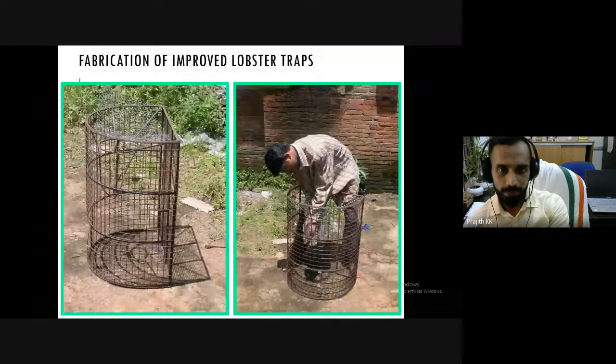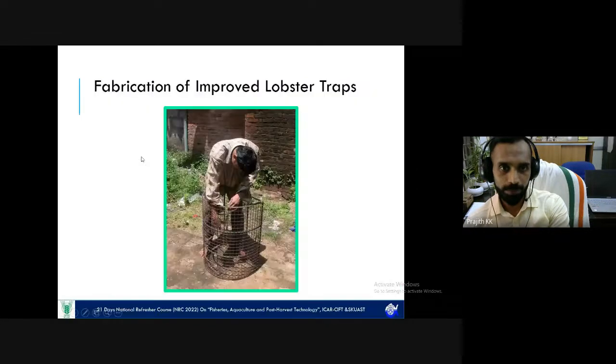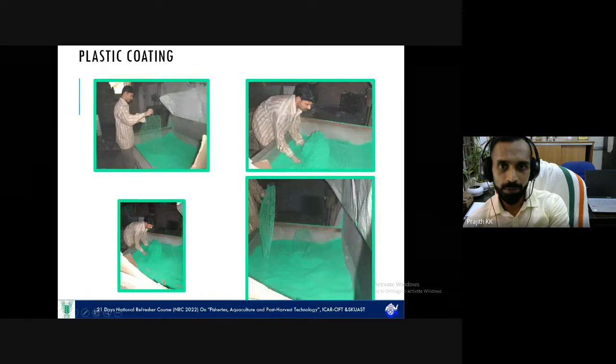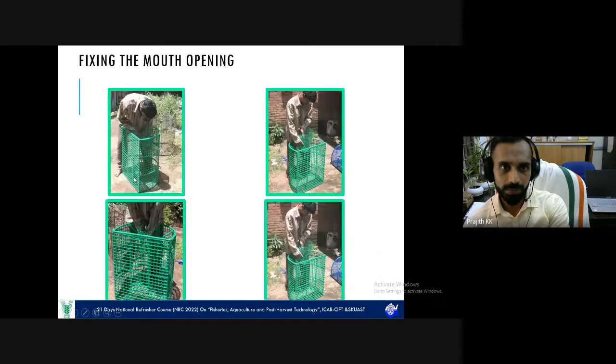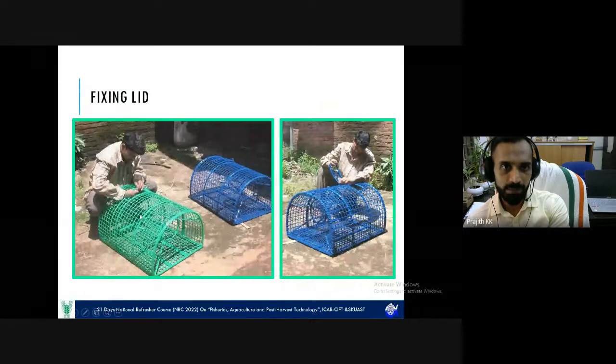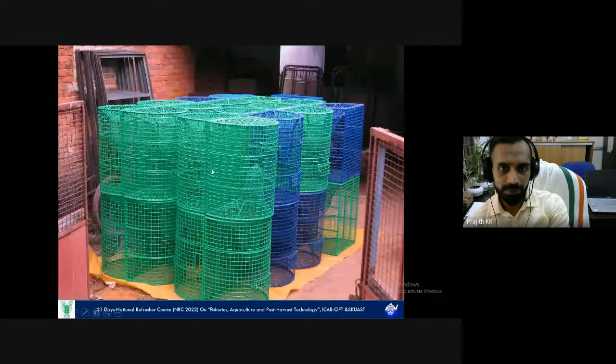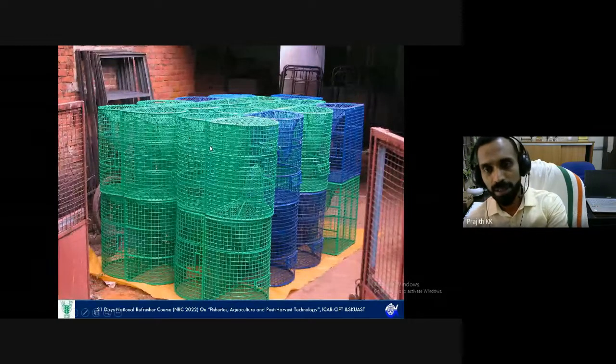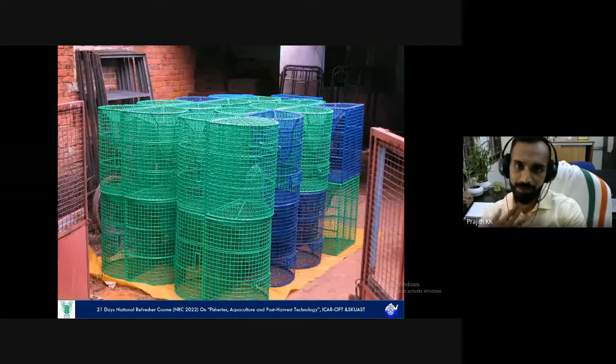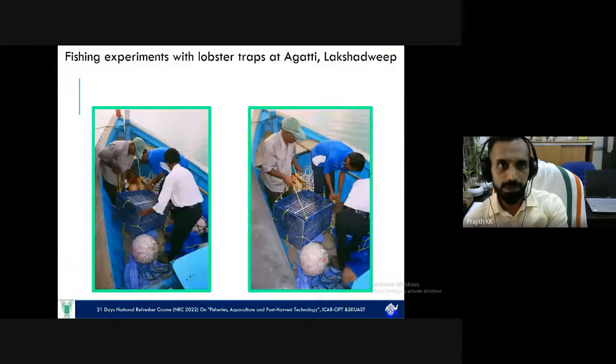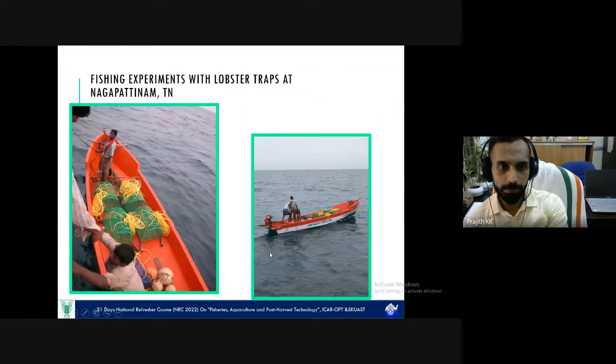This is how the trap is fabricated. First, we fabricate the metallic frame. After that, it is coated with plastic to reduce corrosion. See, different parts are prepared. Then assembling, fixing the lid. This is the final structure. And after fabrication, it is given to various locations in the country, mainly Tamil Nadu. You can see in Lakshadweep, it is given, and Nagapattinam.